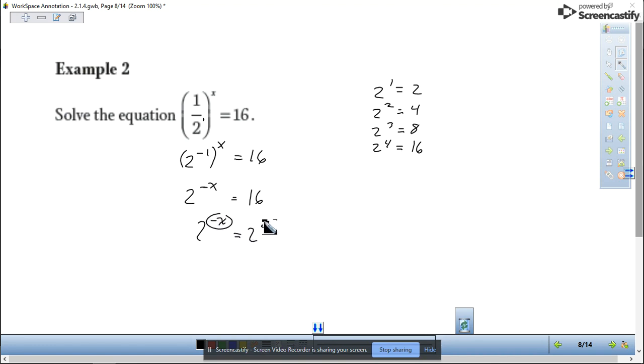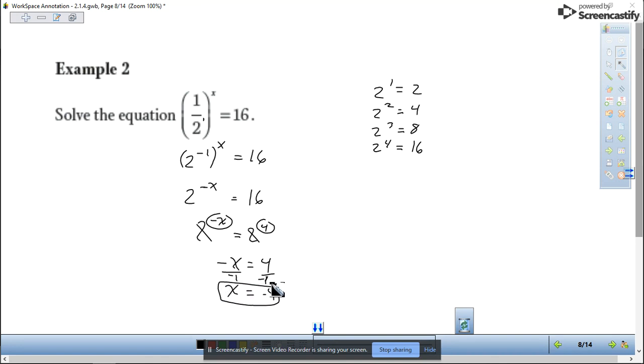Okay, so this has to equal this because the bases are the same. So negative x equals 4, and that means that x divided by -1 means that x has to be -4. Okay, we can plug that back in.